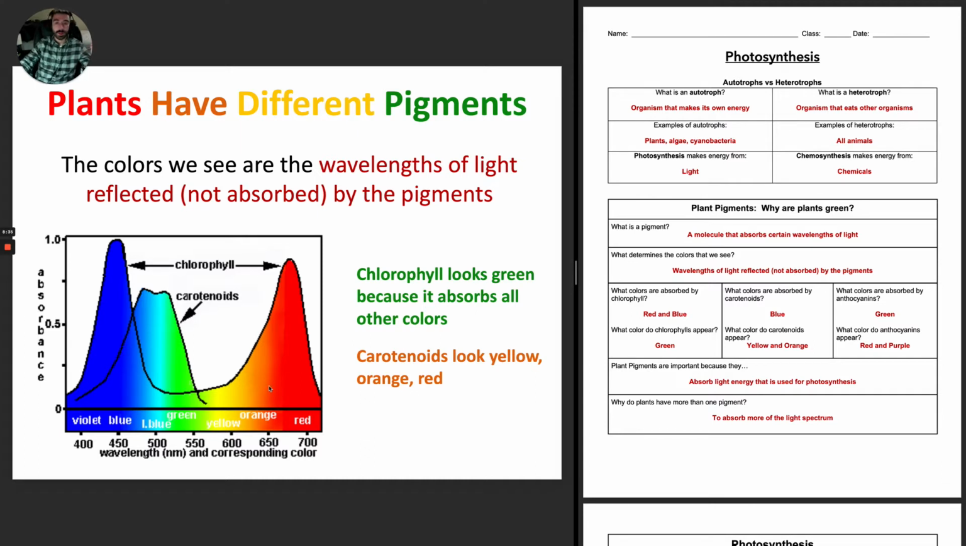There's another pigment in plants that can look yellow, orange, or red, and we call those carotenoids. These absorb violet and blue and green light really well, and they don't at all absorb yellow, orange, or red light. And so, because they absorb these and reflect these, these are the colors that we see.